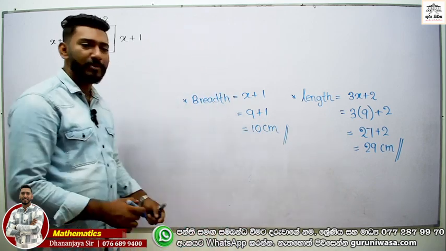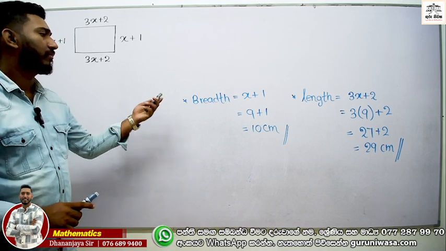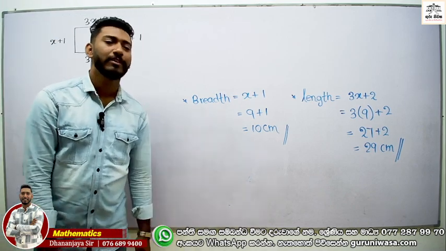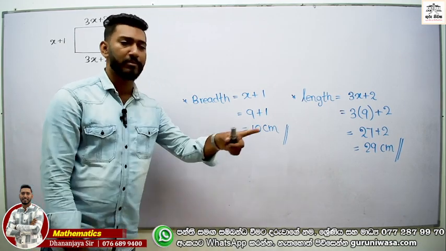Easy peasy lemon squeezy. You are ready. Breadth is 10 because we know the value for x and substitute 9 into the x. X is 9.